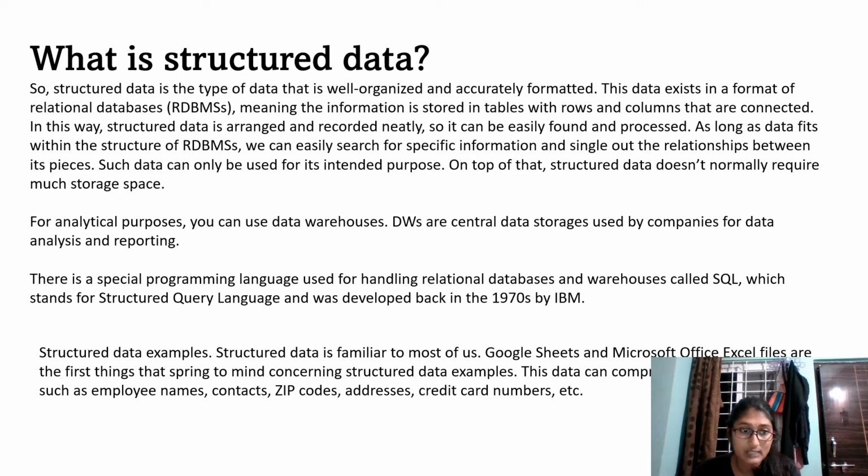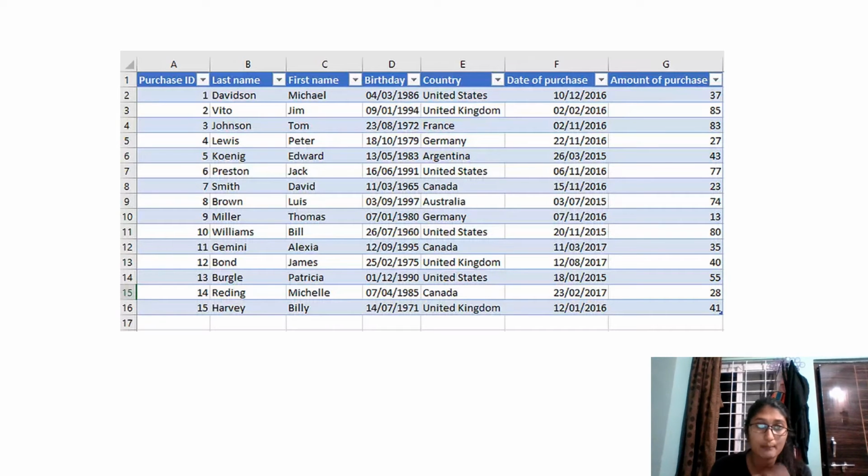Structured data examples. Structured data is familiar to most of us. Google Sheets and Microsoft Excel files are the first things that spring to mind concerning structured data. These contain details such as employee name, contact, zip codes, addresses, and credit card numbers. Here is an example written in an Excel sheet to get detailed information. This is structured data, which is written number-wise and order-wise, clearly, and you will not get confused by checking the data: birth, place, country, date of purchase, and amount. You can get a clear idea by just looking at it.